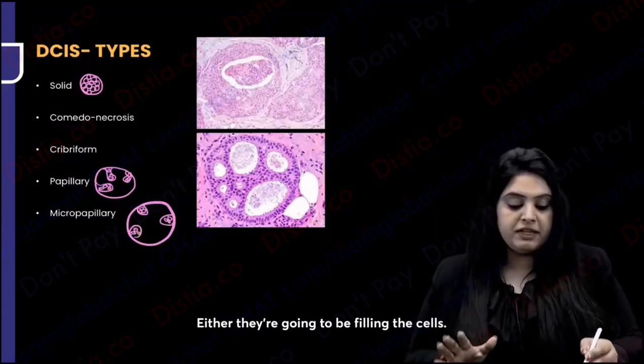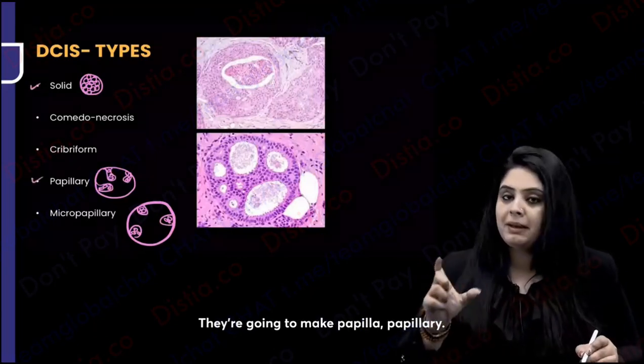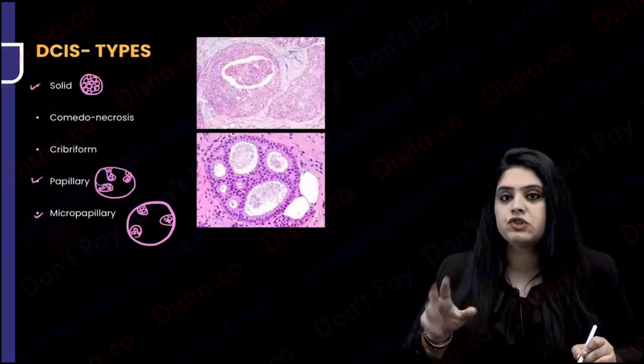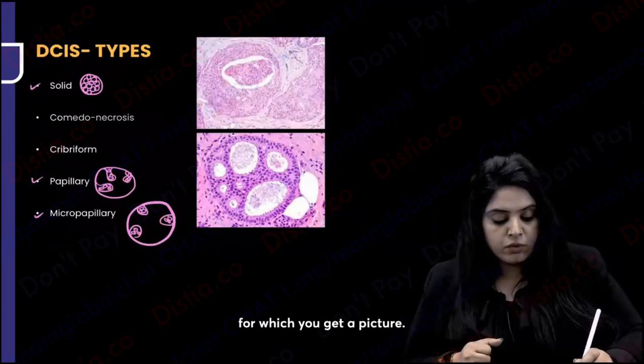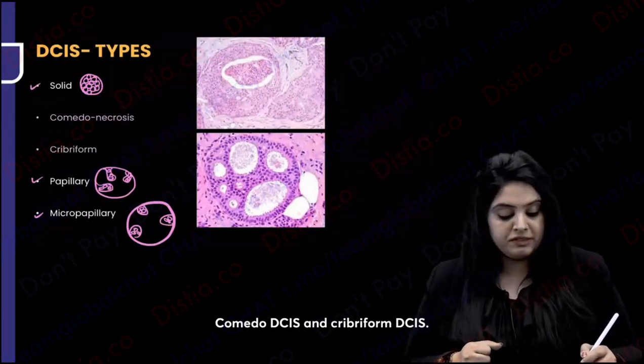Either the cells are going to fill up the duct, solid. They're going to make papilla, papillary. They're going to make chota papilla, that is micropapillary. So these are no pictures. These are just terms that you have to know. But now I'm going to tell you two for which you get a picture. Comedo DCIS and cribriform DCIS.